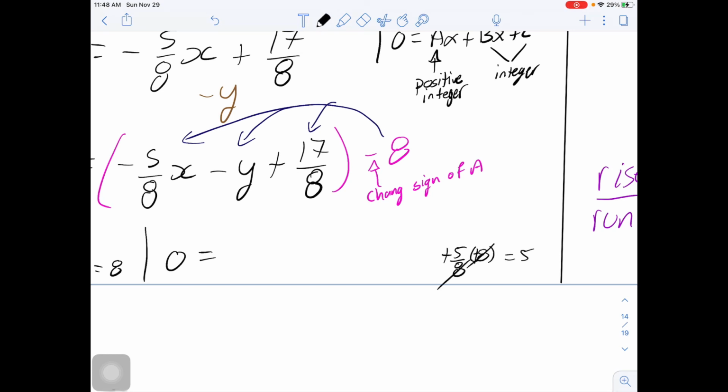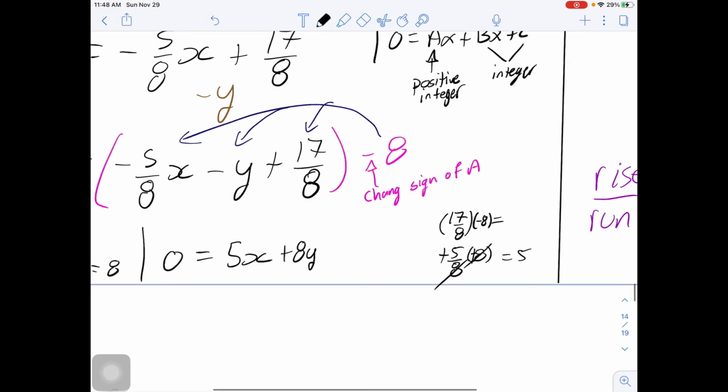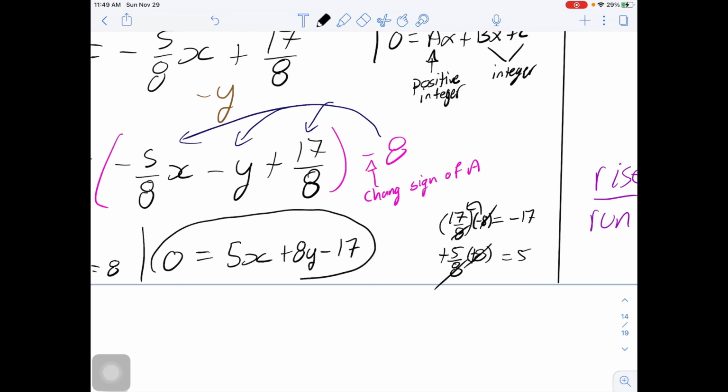Your negatives cancel out, so you're left with 5. So this will be positive 5x. Negative 8 times negative y gives me positive 8y. And then finally, 17 over 8 times negative 8. Well, these cancel out, 8 and 8, and then your negative times 17 gives me negative 17. So we're left with negative 17. And there is your general form.